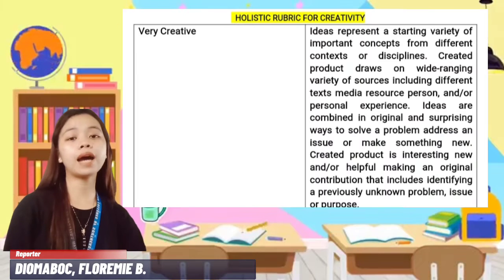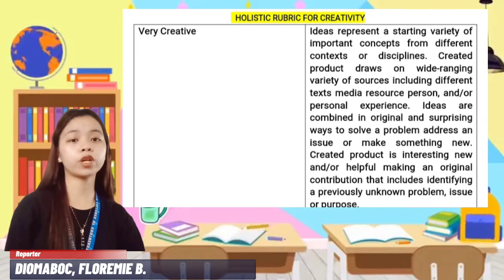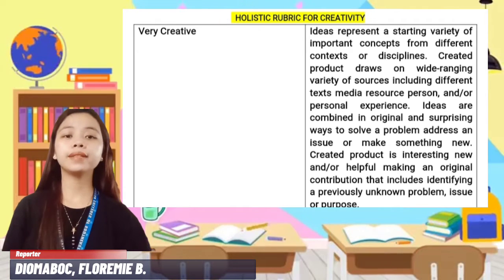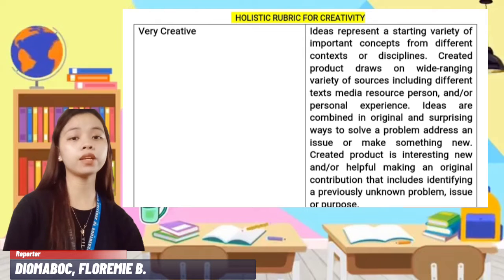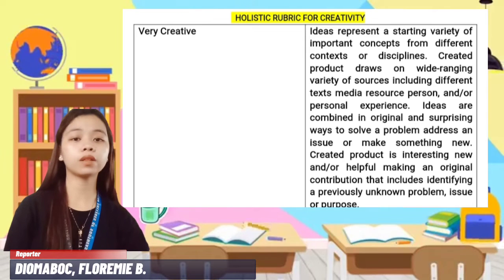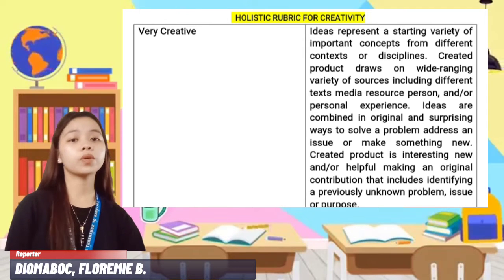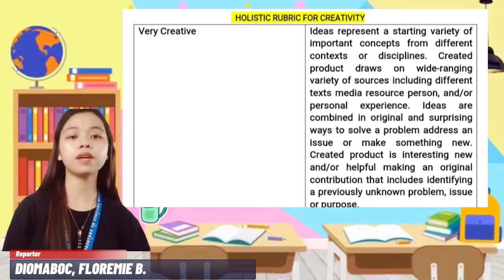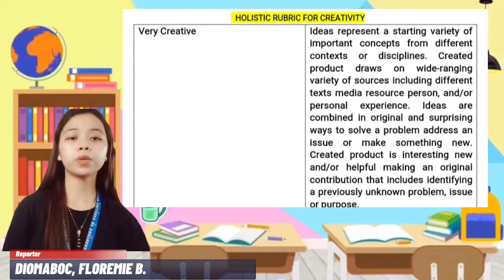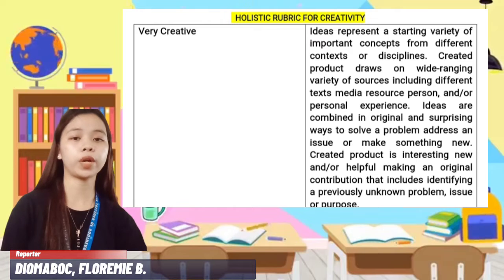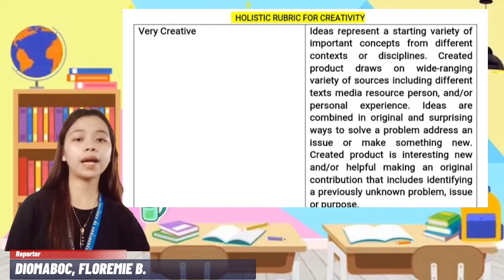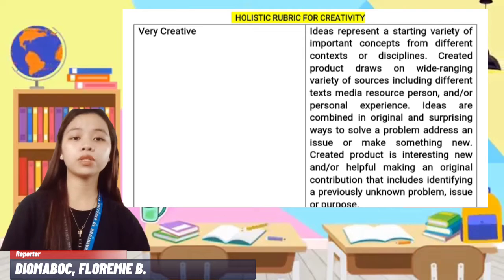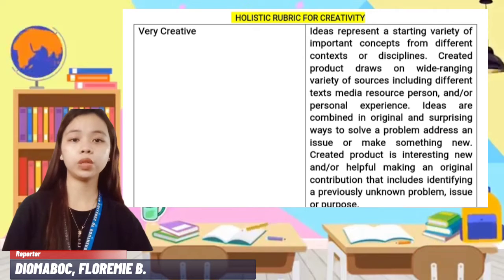So also we have an example of a holistic rubric for creativity. The first is very creative. Ideas represent a startling variety of important concepts from different contexts or disciplines. Created product draws on a wide-ranging variety of sources, including different text media, resource persons, and/or personal experience. So ideas are combined in original and surprising ways to solve a problem, address an issue, or make something new.